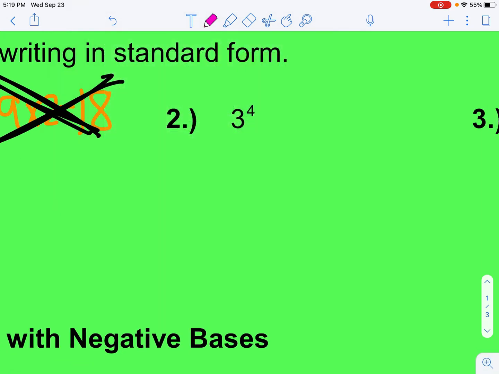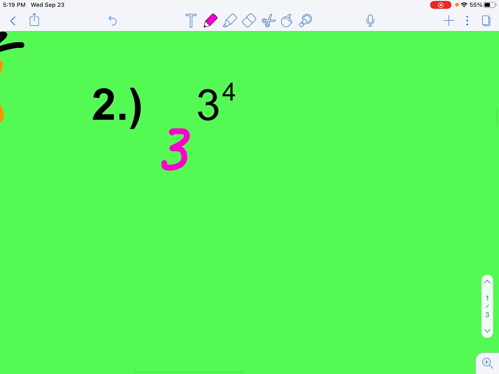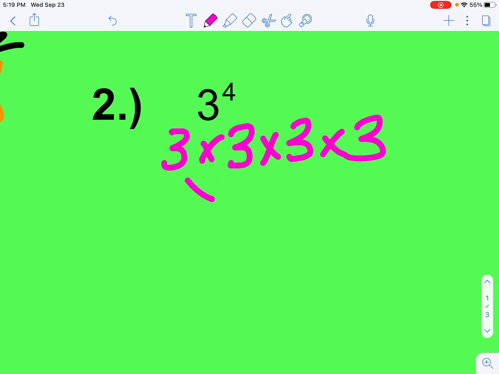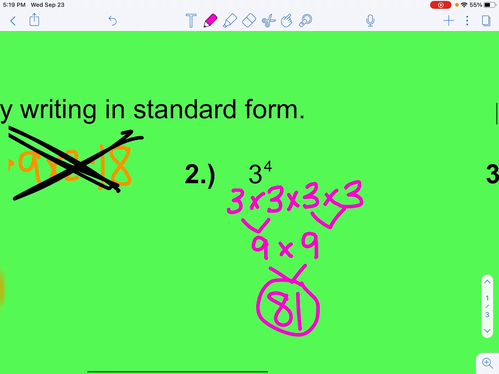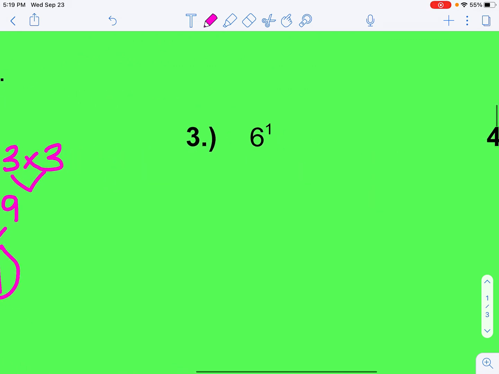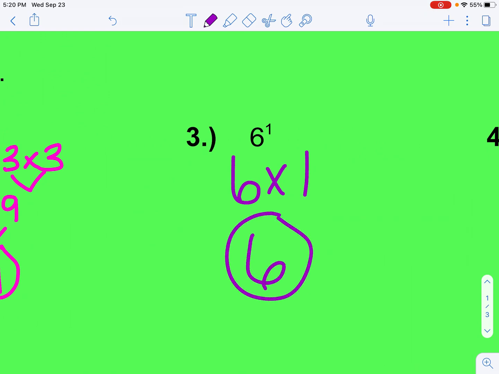Alright, let's look at number 2. 3 to the 4th. So 3 times 3 times 3 times 3. 3 times 3 is 9. 3 times 3 over here is also 9. 9 times 9 is 81. So 3 to the 4th is 81. Let's look at number 3. 6 to the 1 power. So what that's saying is I'm taking 6 times 1, which is 6. Sounds pretty easy.